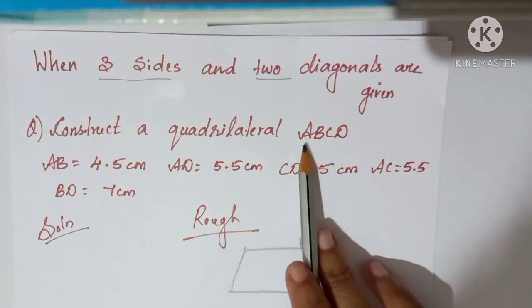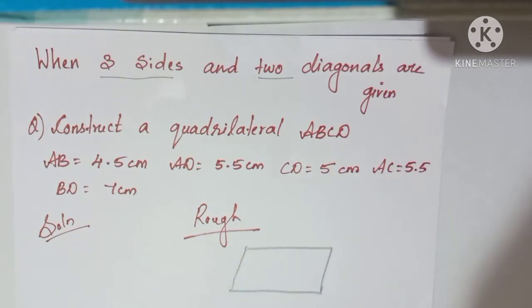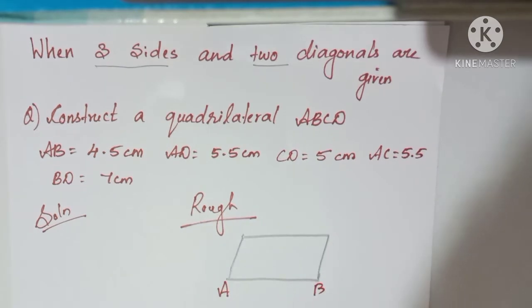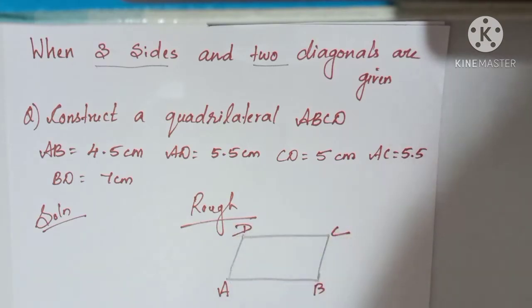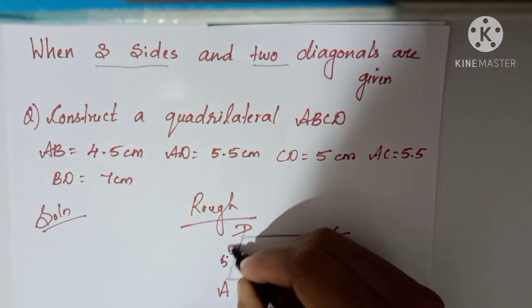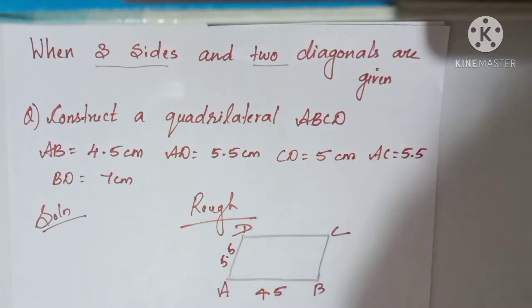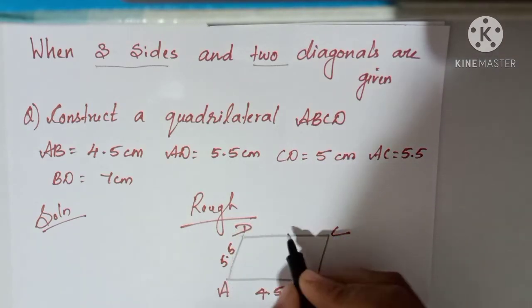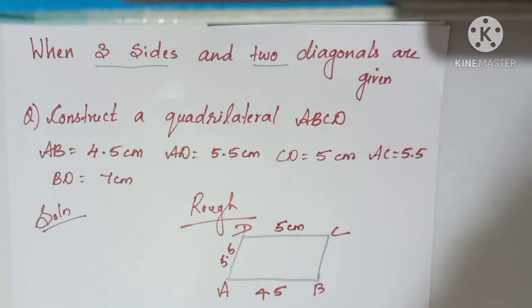What is the name of the quadrilateral? ABCD. So we are going to name it as A, B, C and D. So here what is the measurement given? AB, 4.5 centimeter. And AD, 5.5 centimeter. Next CD, what is the measurement given? 5 centimeter. Then AC, 5.5 centimeter.